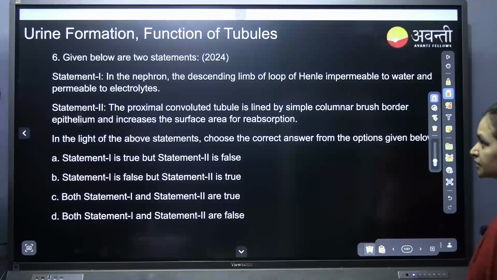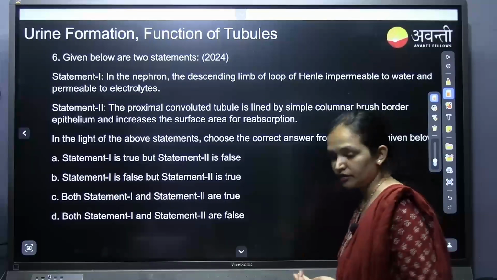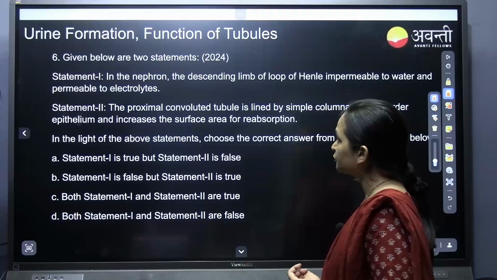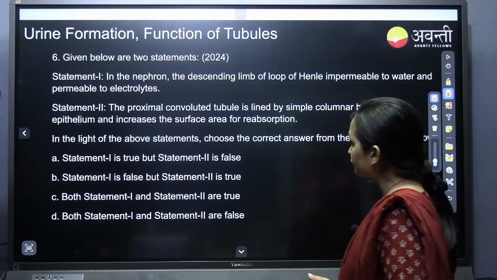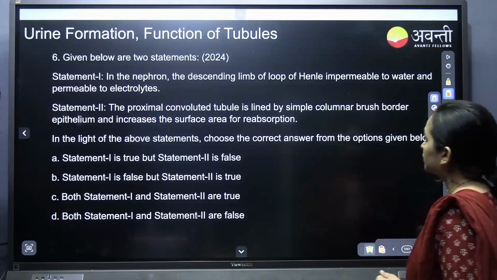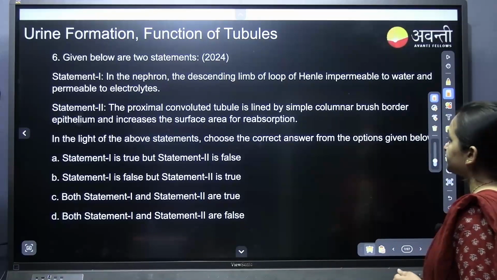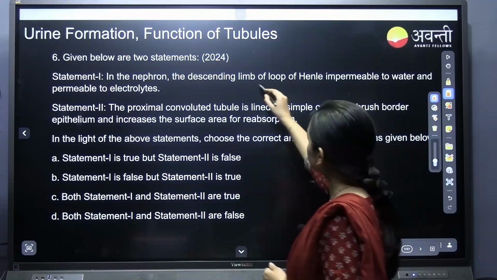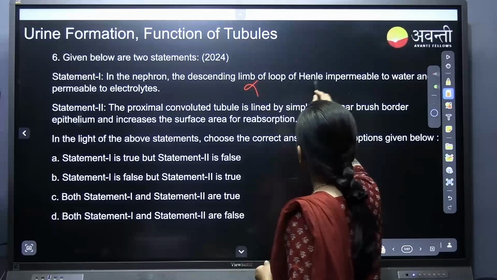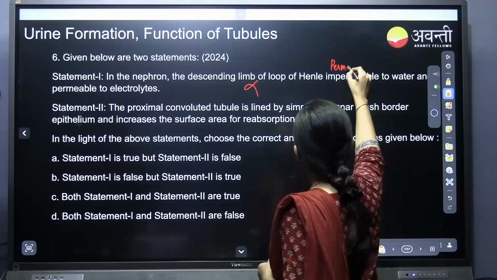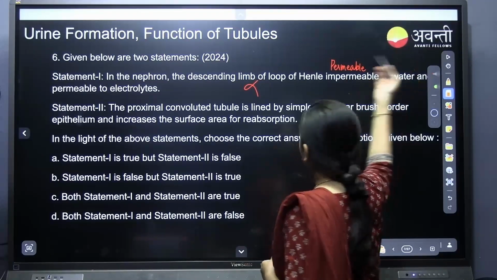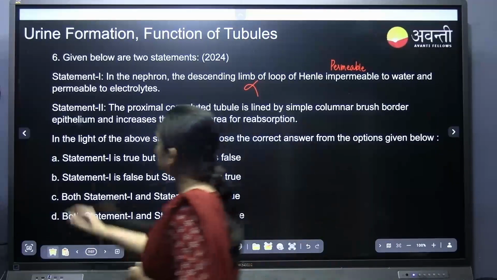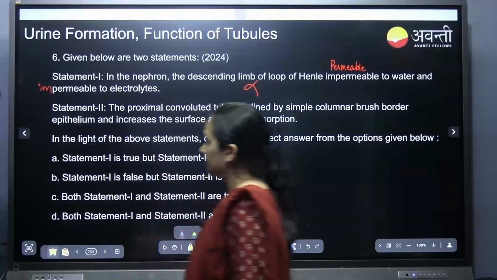Given below are two statements. Urine formation and functions of tubules. We got into the topic of urine formation and functions of tubules. Question number 6. Given below are two statements. Statement 1: in the nephron, the descending limb of loop of Henle is impermeable to water and permeable to electrolytes. This statement is wrong because descending loop of Henle is permeable to water and impermeable to electrolytes, isn't it?